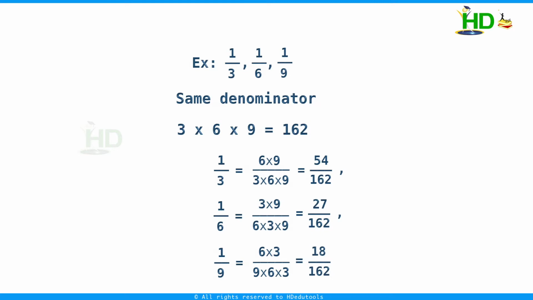Therefore, the given fractions 1 by 3, 1 by 6 and 1 by 9 become 54 by 162, 27 by 162 and 18 by 162. These fractions are like fractions since they are having the same denominator. Now take another example. 1 by 3, 3 by 4, 2 by 5 and 5 by 6.